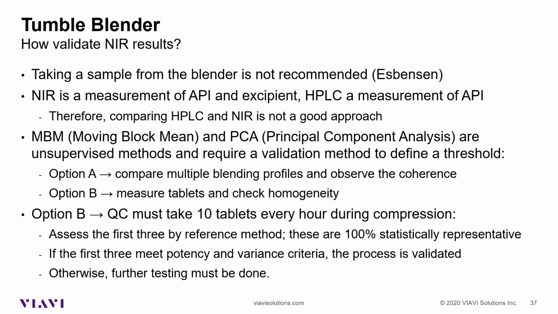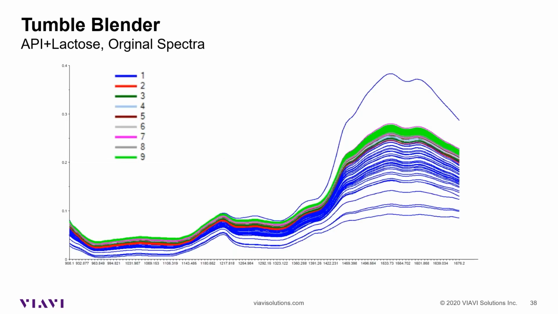In fact, normally the quality control must take 10 tablets every hour during the compression and check the variability inside to verify the homogeneity. Obviously, there is an original sin here: in option B, you are measuring tablets versus the product. The advantage is that you can make one batch, check that the tablets are good, and so you can set your threshold properly. You can somehow verify your threshold.